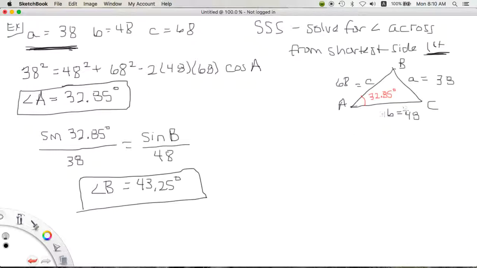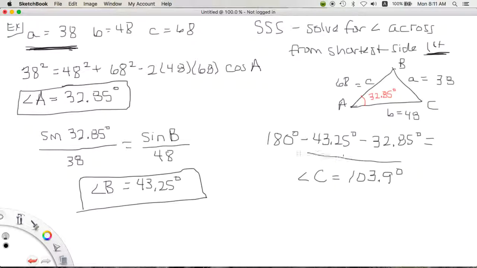And now, how do we handle a triangle? Right, it's 180 degrees, so we take 180 degrees minus these two that we found, and we get that angle C equals 103.9 degrees. Now, notice, this is an obtuse angle.